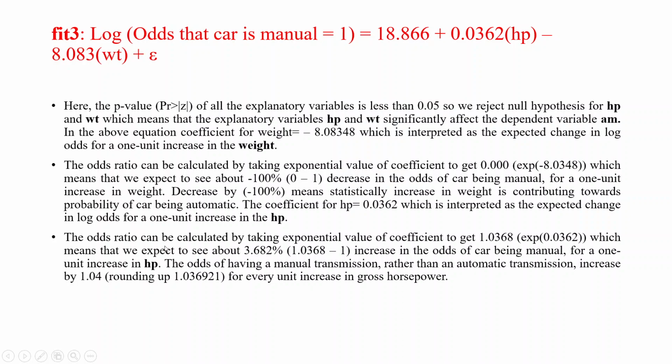How can we write this technically? The odds ratio can be calculated by taking the exponential value of the coefficient to get 1.0368, which means we expect to see about 3.682 percentage, that is 1.0368 minus 1. Always take the exponential minus 1; the percentage you get is the contribution. If it is positive, it is contributing towards what is coded as 1. If it is negative, it is contributing towards what is coded as 0.